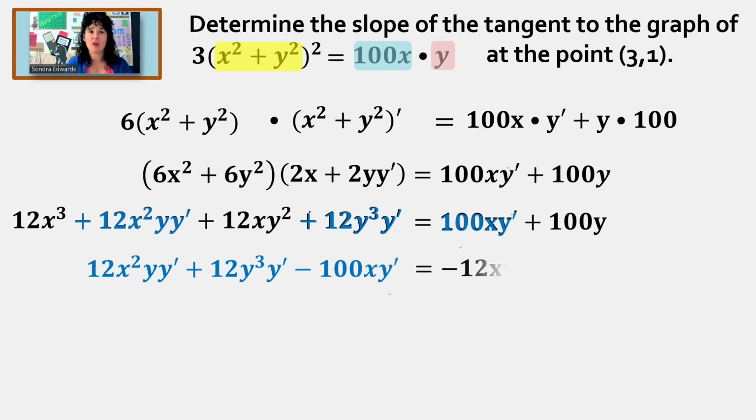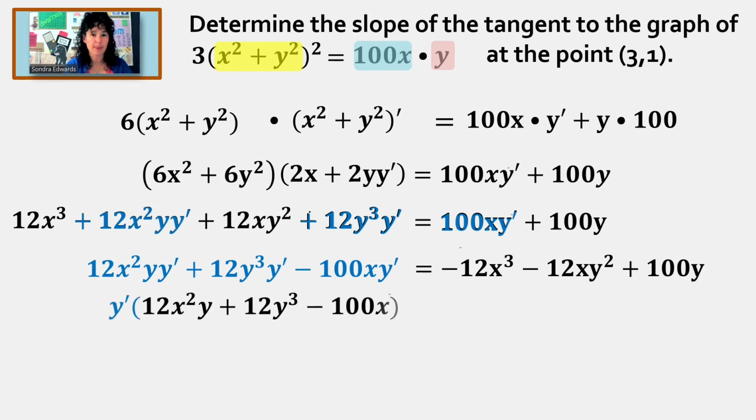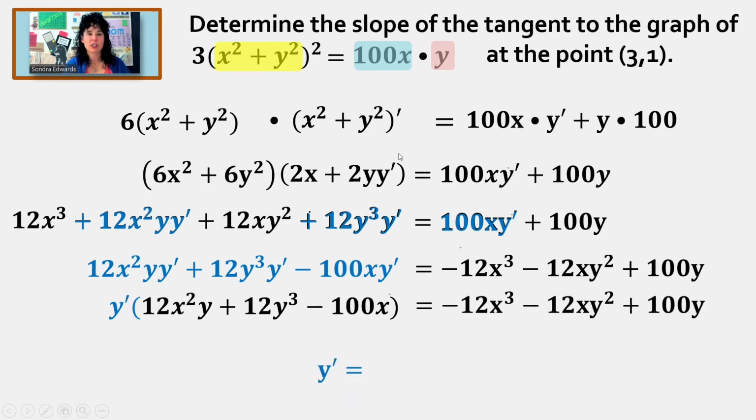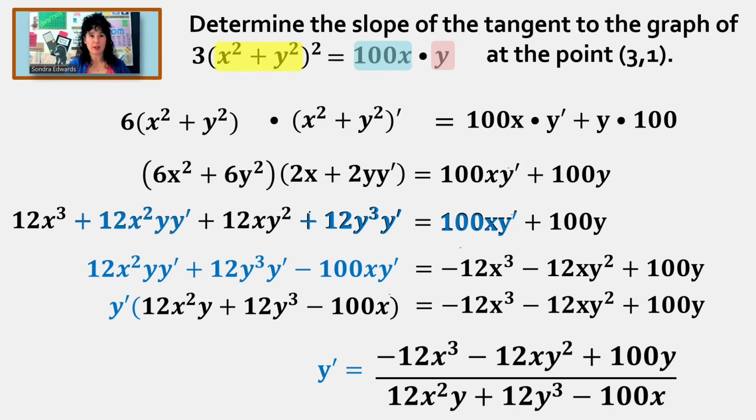Now that I have all of the y prime terms on the same side, I can factor out the y prime. Okay, and then to get y prime all by itself, we're just going to divide by what it's being multiplied by. And there we have the derivative, which is the slope of the tangent to this function at any x value.